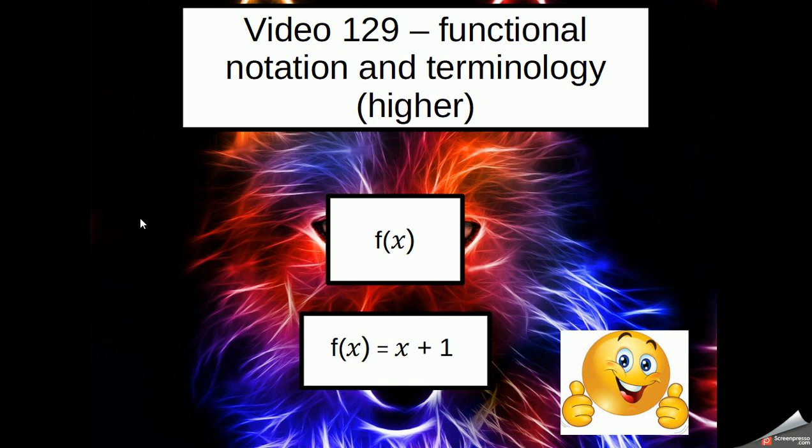So if I was told the function of x is equal to x plus 1, what is f bracket 3 bracket? The answer would be 4, because 3 plus 1 is 4.